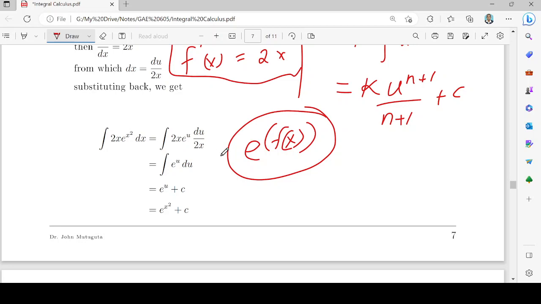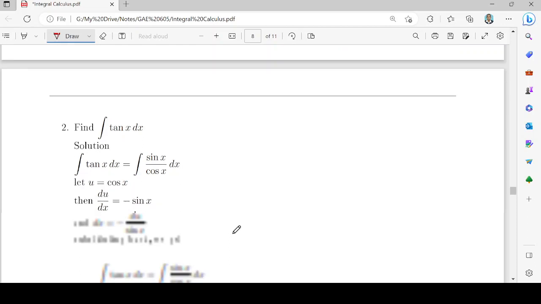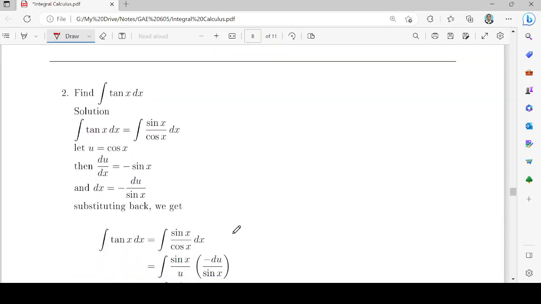And clearly you see that the 2x here cancels with this other one, so that the integral reduces to the integral of e raised to power u du. And now this one is in the standard form. We integrate e raised to power u with respect to u to get e raised to power u plus a constant. But we remember that u is equal to x squared. So we substitute back x squared here to get e raised to power x squared plus a constant.